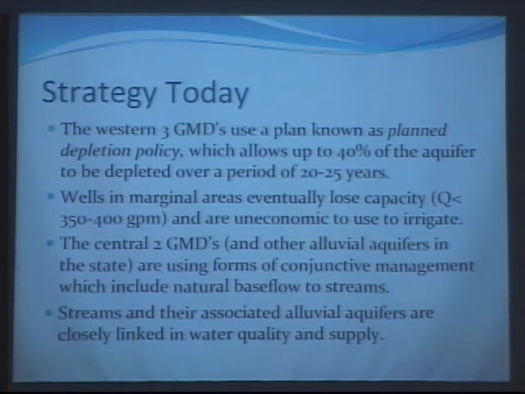Now, the two central management districts, and also the state to some extent along the river valleys, are going with a conjunctive management approach, which includes the natural base flow of streams. So they're working to keep some flow in the natural streams, and we have a very clear understanding that water in the stream is similar to the water that's in the aquifer.